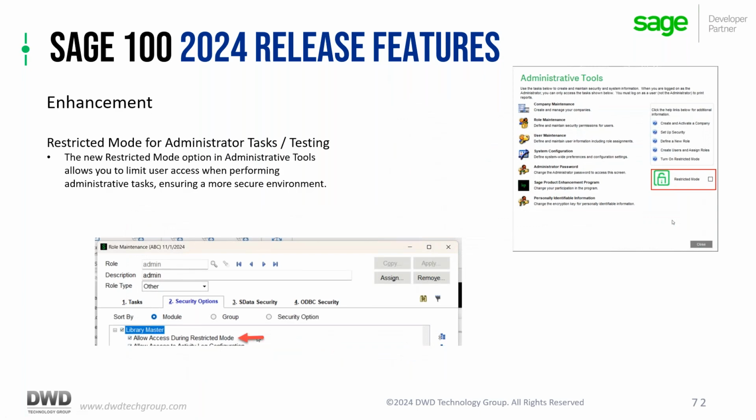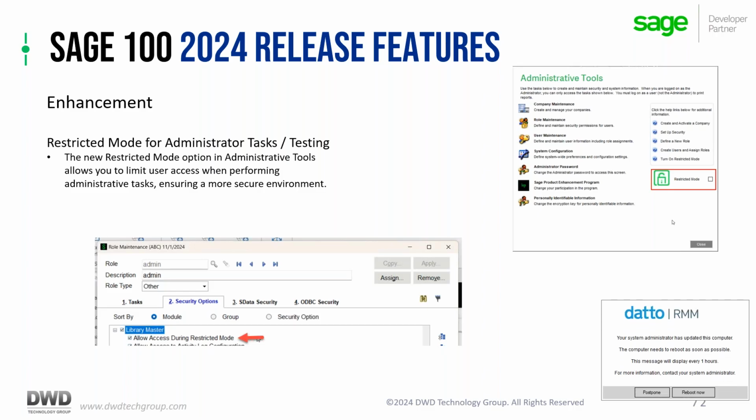Restricted mode for administrator task and testing. So, this was a new thing they've added. You can basically, as an admin in the system, go in and put restricted mode on. That means only users that have the role setting to allow access during restricted mode can access the system.